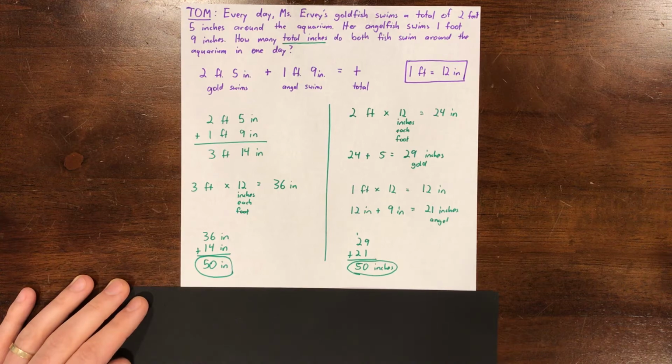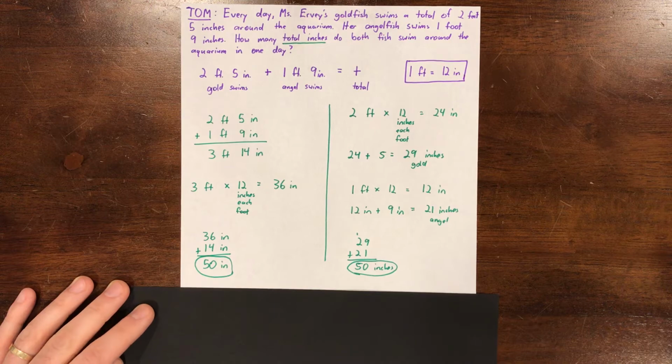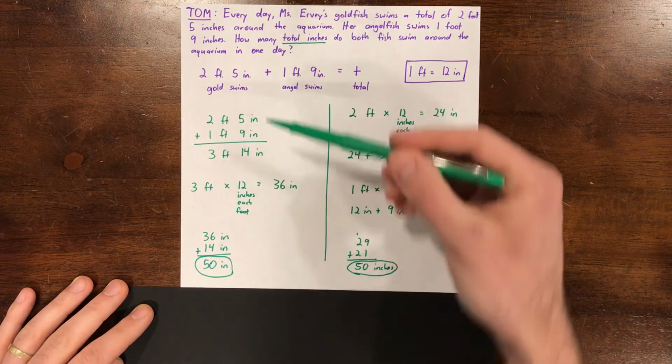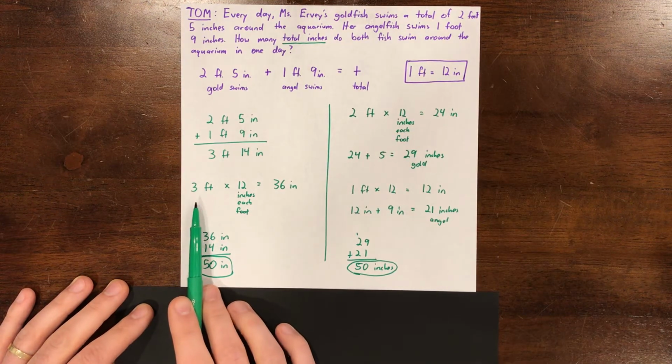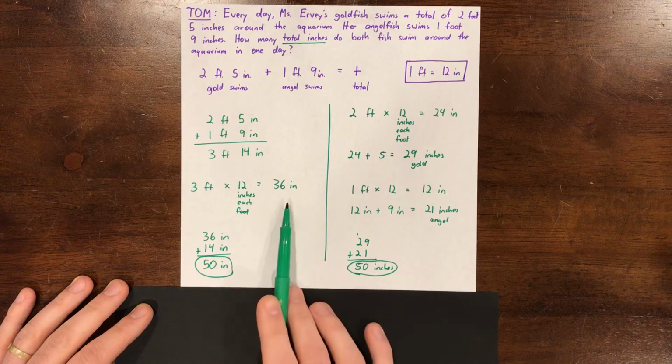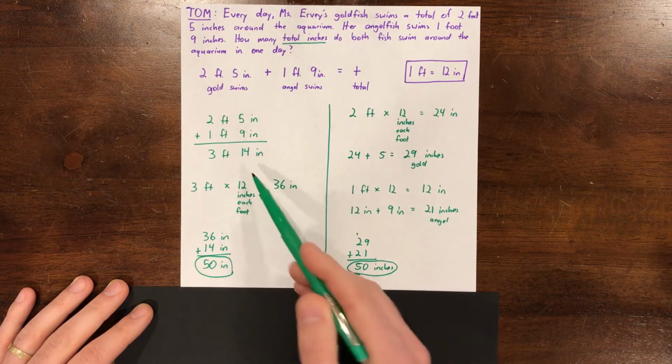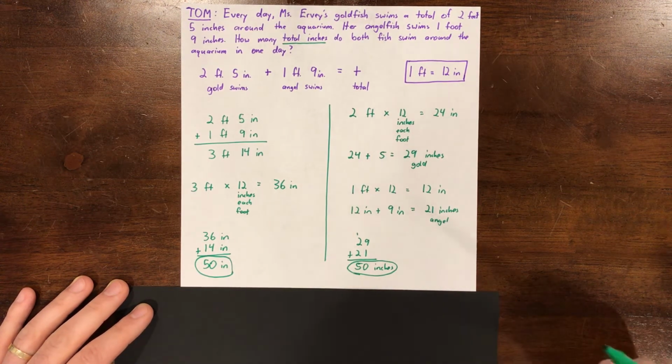How are these two methods different? Say it out loud. Yeah, the work on the left goes ahead and adds the amounts together first. Then it takes the total 3 feet and multiplies it by 12 inches in each foot to get 36 inches. Adds that to the 14 they already had, and that's how they get 50.